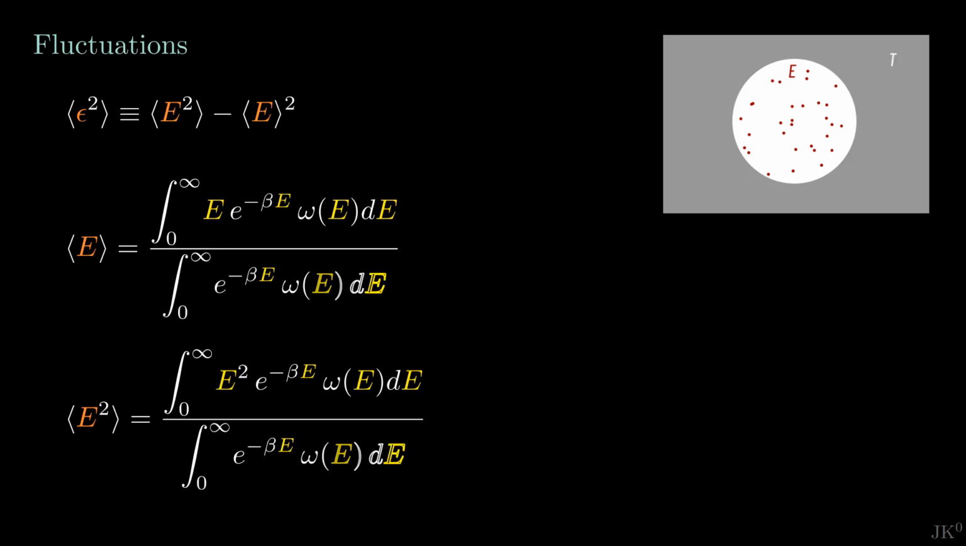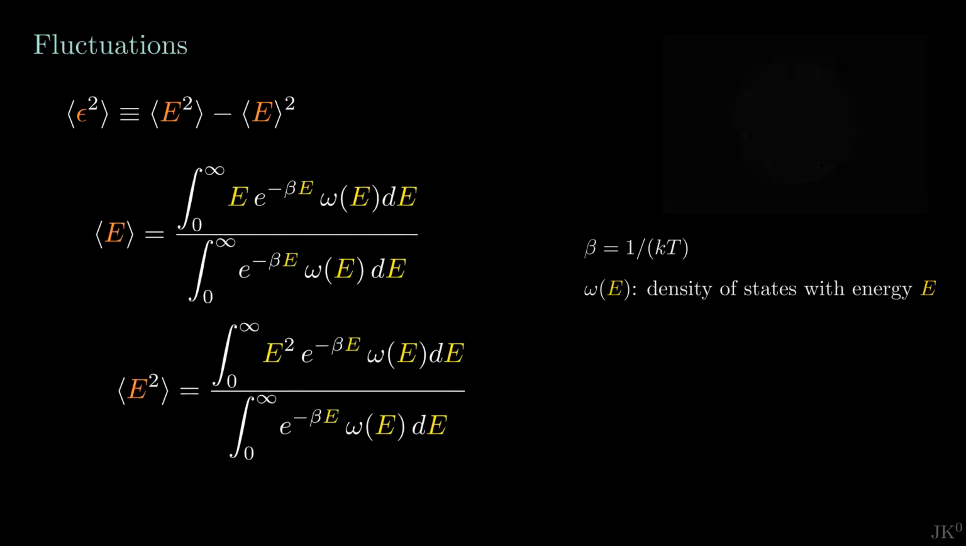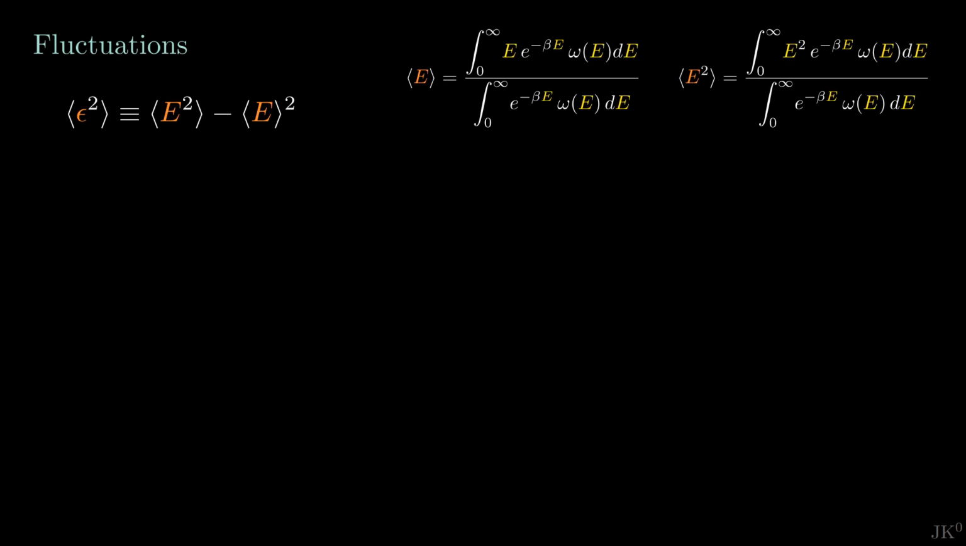The starting point is a physical system with states of energy E in thermal equilibrium with a larger system at temperature T, like a gas inside a volume. The probability of occupation of each state is given by the Boltzmann distribution. So the two average quantities over energy that we need are explicitly given by these ugly expressions, where beta is 1 divided by kT and omega is the density of states with energy E. No worries, there is no need to evaluate these integrals, but we will need them, so I will put them up here.